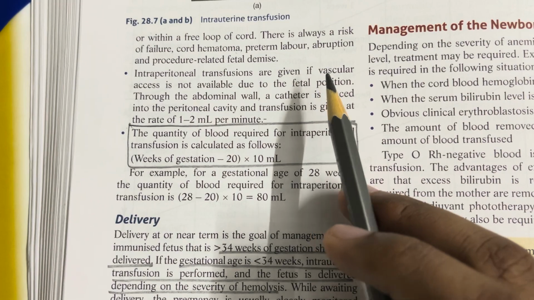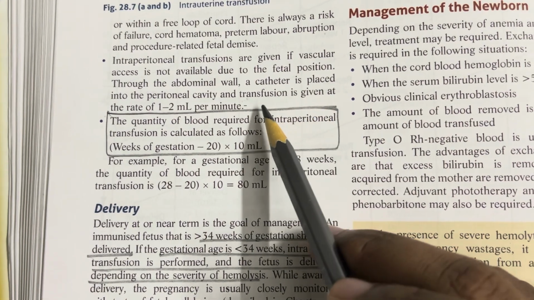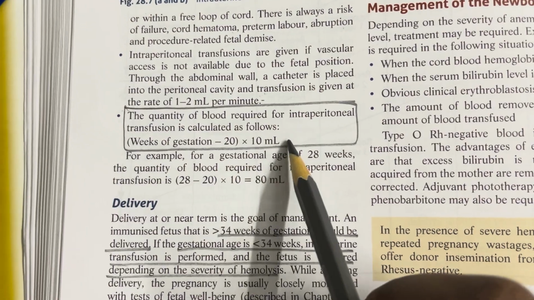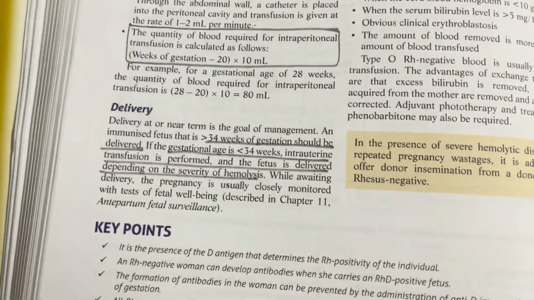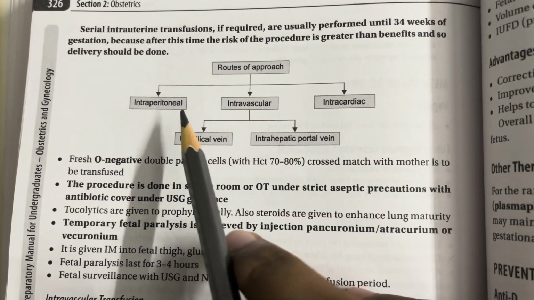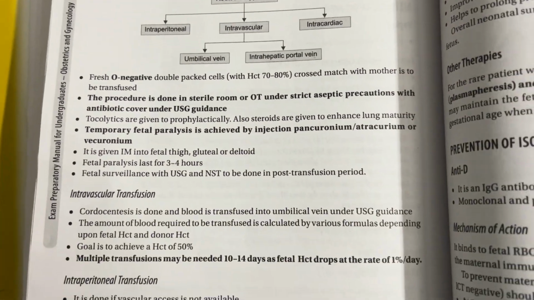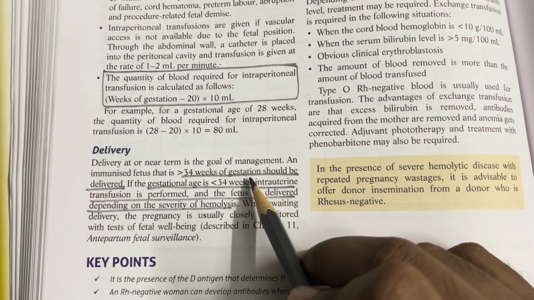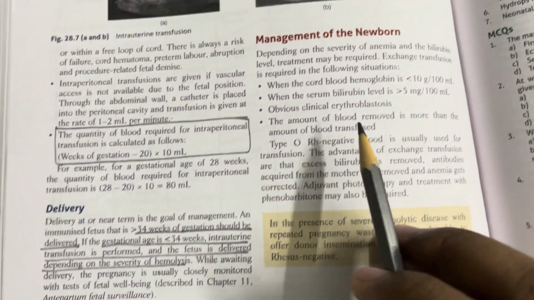Next, you can also give intraperitoneal transfusion. So through the abdominal wall, a catheter is placed into the peritoneal cavity and transfusion is given at a rate of 1 to 2 ml per minute. So see, weeks of gestation minus 20, into 10. Okay, that is the volume of blood you have to give for intraperitoneal transfusion. Other than that, intravascularly you can give it to the umbilical vein or intrahepatic portal vein, and intracardiac also you can give. Okay, and then delivery. So again, greater than 34 weeks, deliver. Less than 34 weeks, transfusion, and then deliver based on severity of hemolysis.